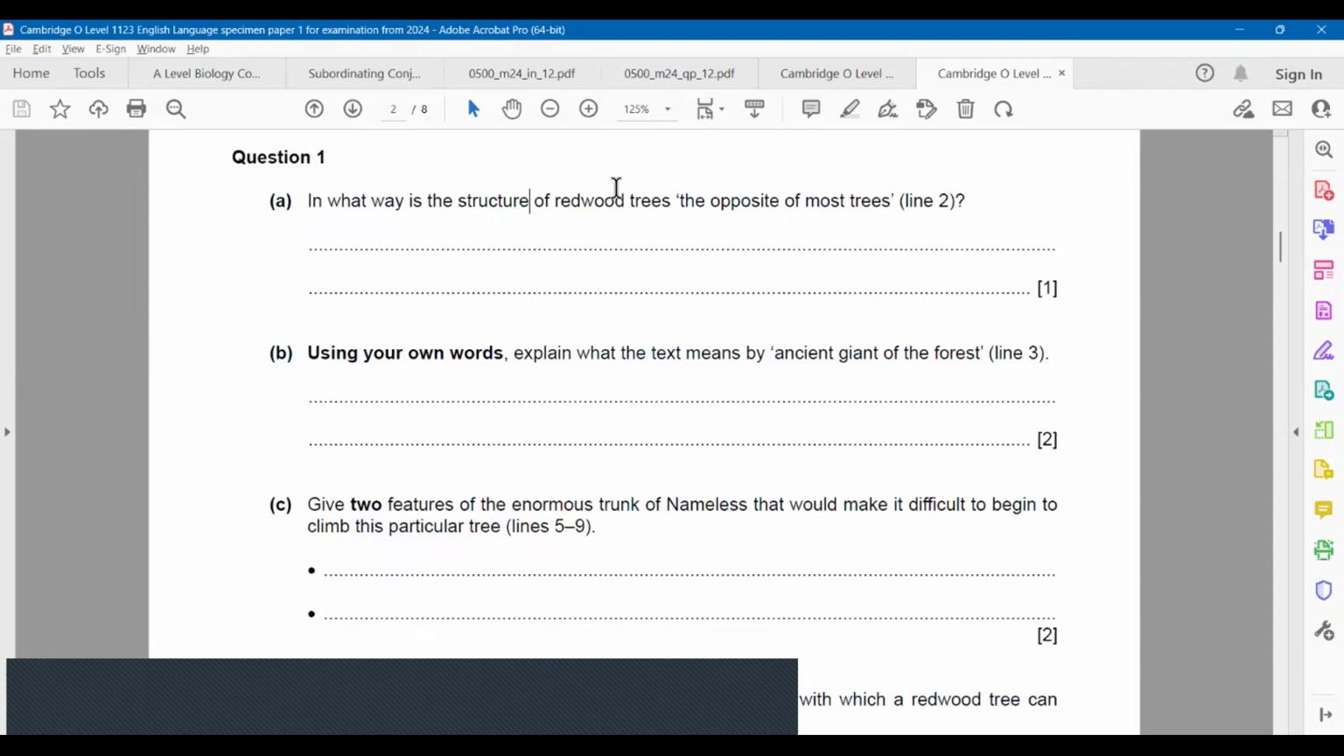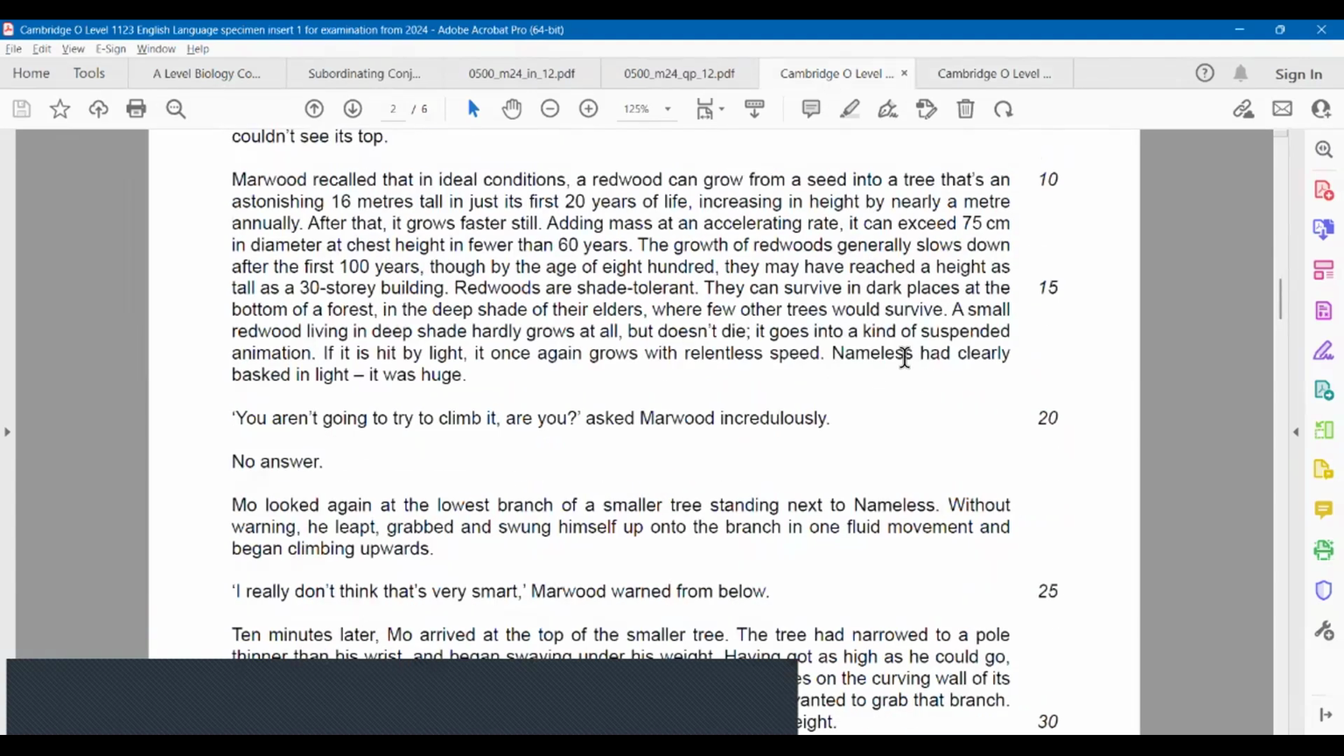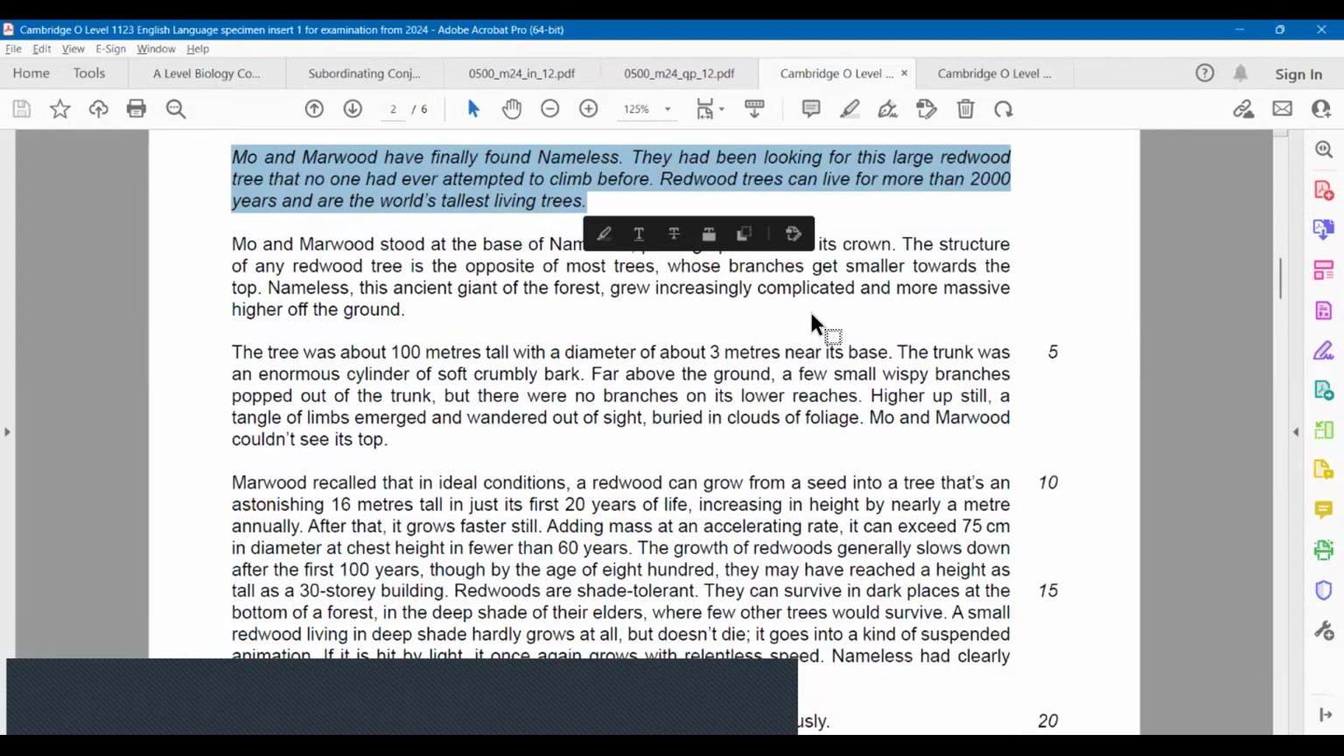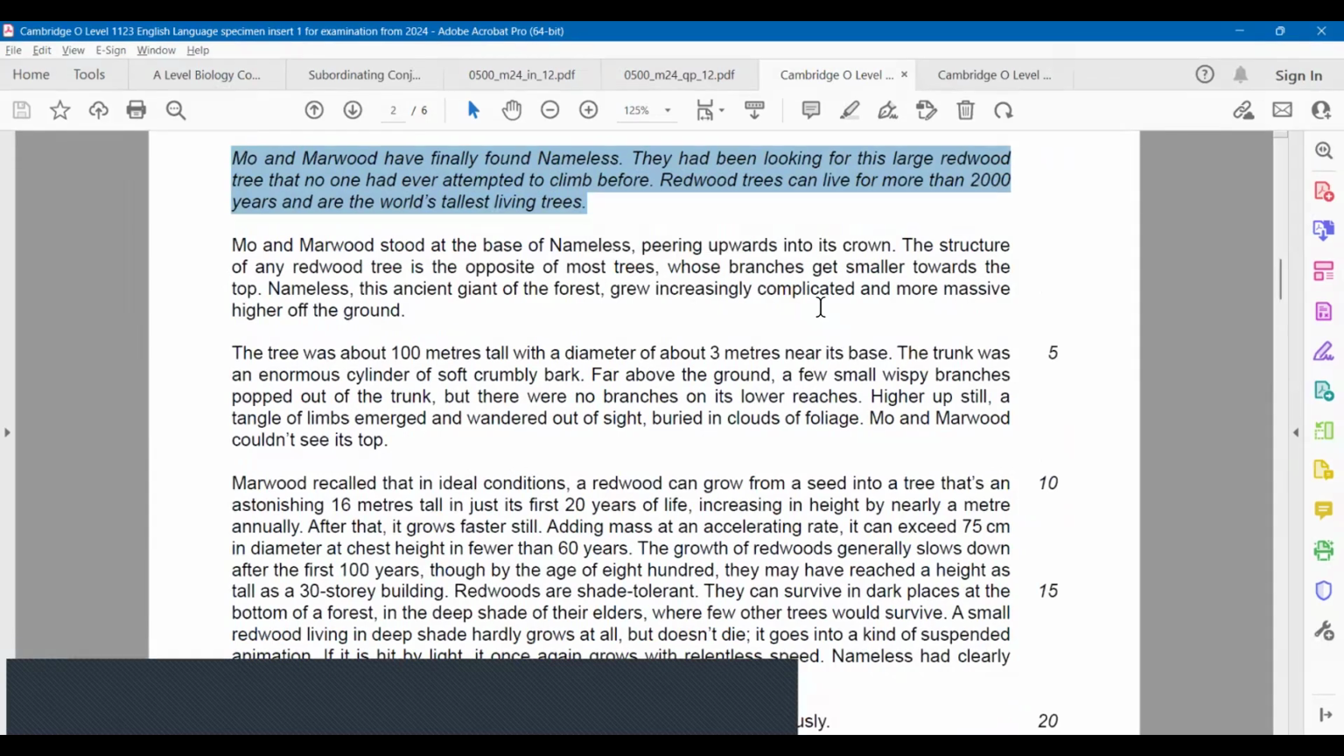So in question one, you can see that they've quoted a phrase from the text, in inverted commas, "the opposite of most trees." And then they've put in a line number. So this is a reference to where this phrase can be found. So we go to the text and we go to line two. Line one starts from here, the actual text. This part given in italics is just an introduction, so it's not part of the actual text of the comprehension.